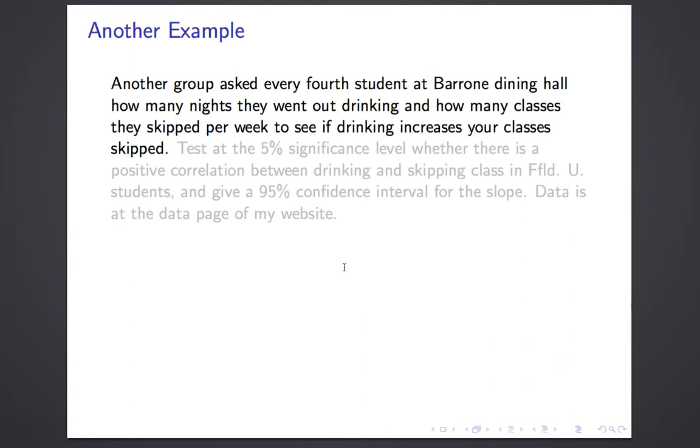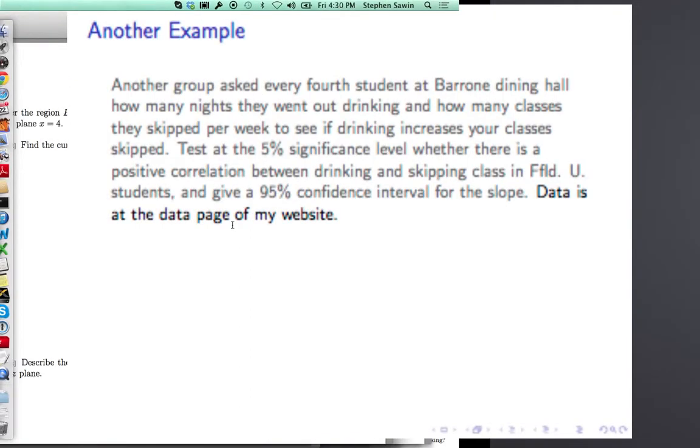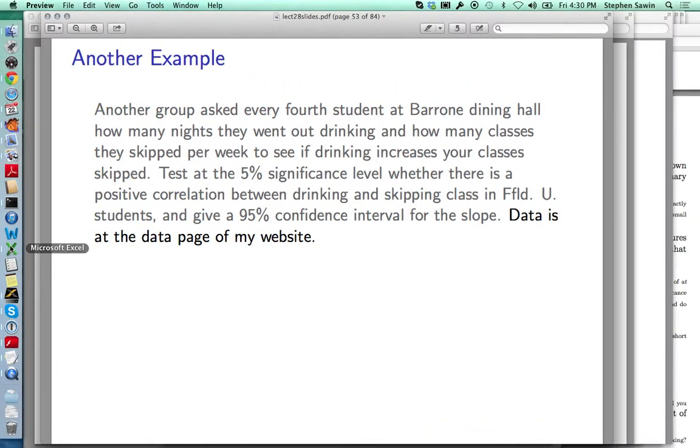Let's do another example. Another group project asked every fourth student at Barone Dining Hall how many nights they went out drinking and how many classes they skipped per week to see if drinking increased how many classes you skip. So we're going to test at the 5% significance level whether there is a positive correlation. So this time we're adding the word positive, so we use a one-tailed test. Positive correlation between drinking and skipping classes at Fairfield U students, and we're going to give a 95% confidence interval for the slope. The data is at the data page of my website. In the interest of time, I'm going to go straight to Excel where I've already entered that data in.